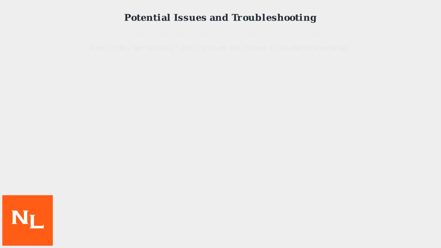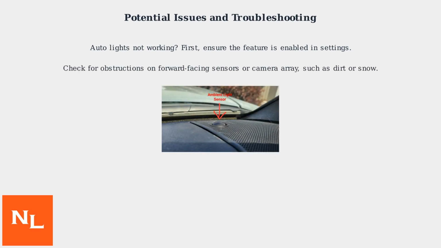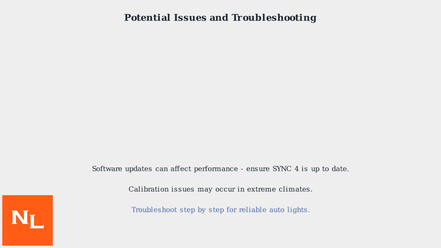If auto lights aren't working, first ensure the feature is enabled in the settings. Check for any obstructions on the forward-facing sensors or camera array, such as dirt or snow. Software updates can also affect performance, so ensure your Sync 4 system is up to date. Calibration issues may happen in extreme climates.